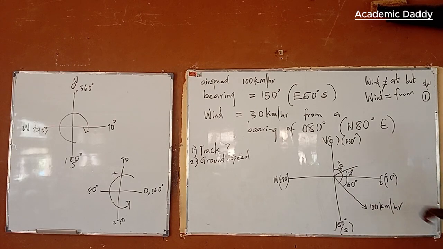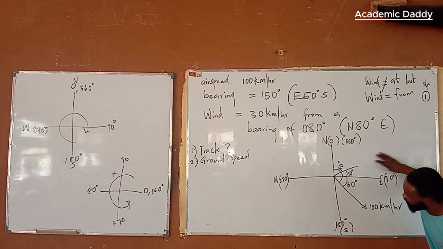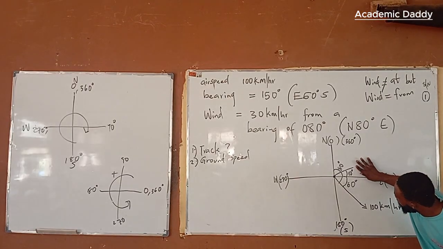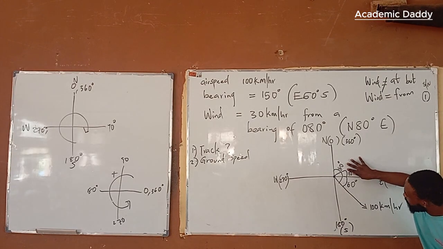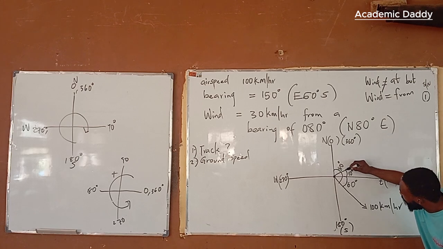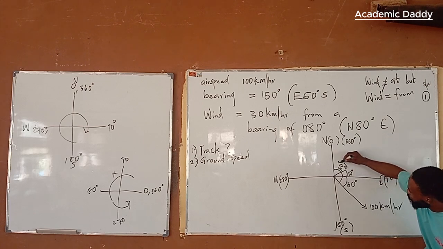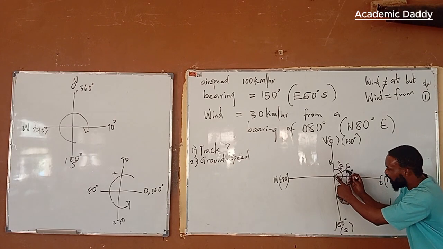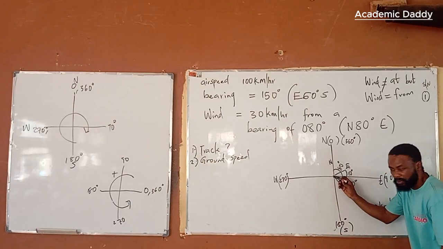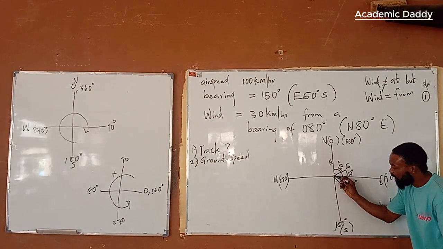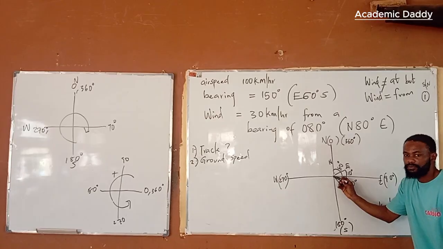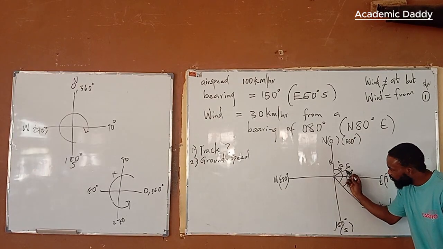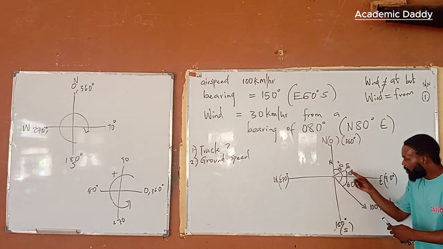What we are saying is that this wind does not actually move out this way. Rather, it is coming from this position, from north 80 degrees east. It is coming from this angle. The angle is where it's coming from. As it's coming from this angle, where is it going to move to? This is the angle it's coming from. This is the wind. It's coming from here.